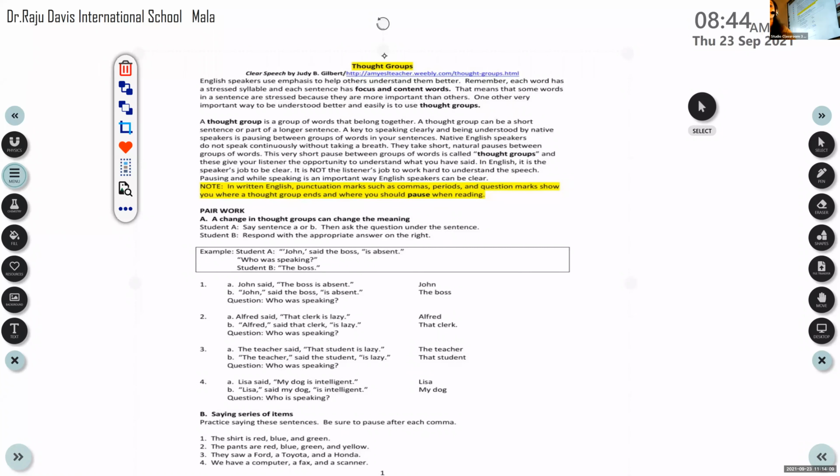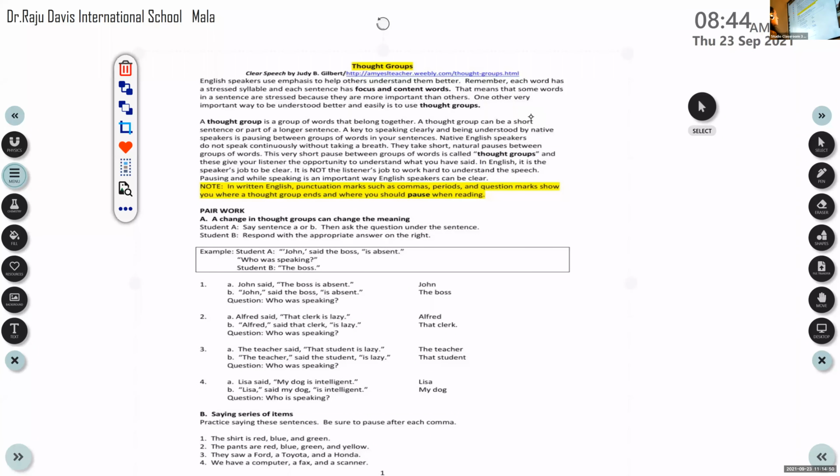In the first sentence, John, said the boss, is absent. After John, there is a pause. But if I say John said, the boss is absent, my pause is after said, which means John is speaking. Is it clear? Are you able to understand the difference? Yes, ma'am. So depending on where your pause is, the other person will understand who is speaking, who is listening.